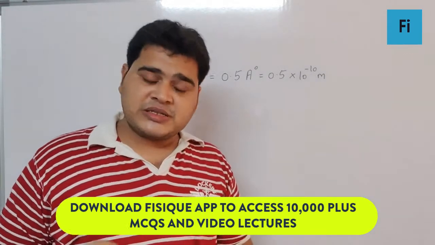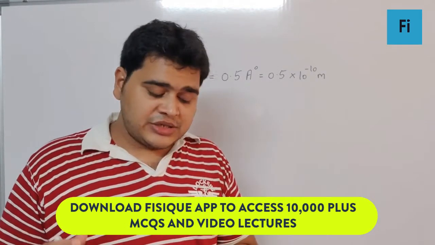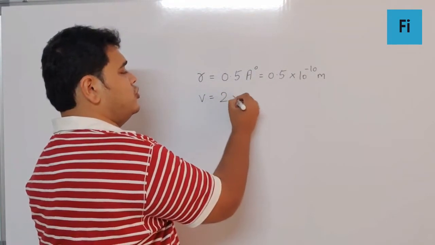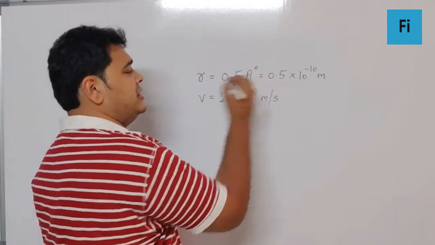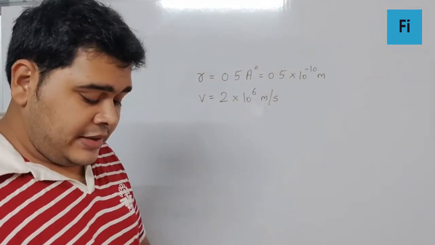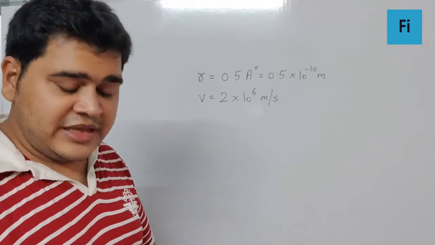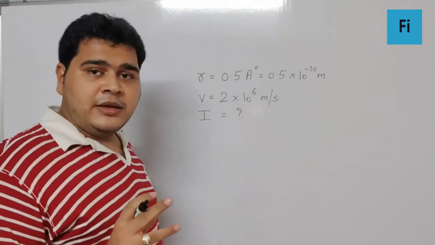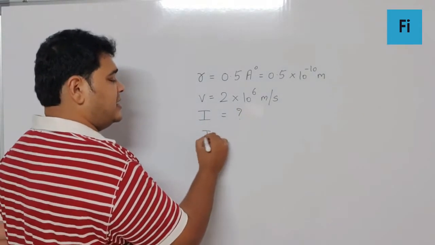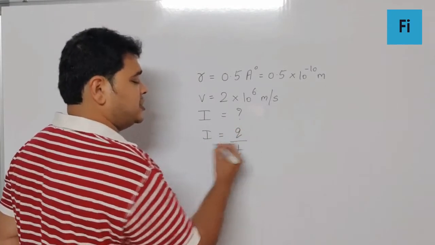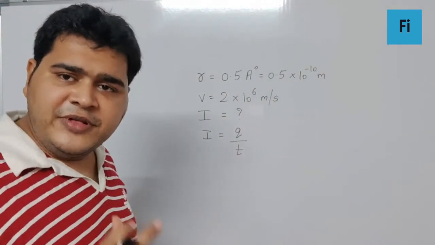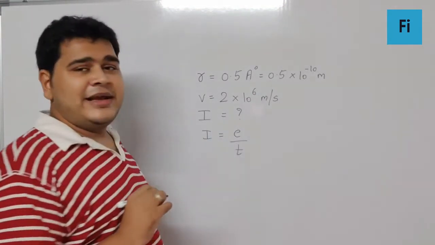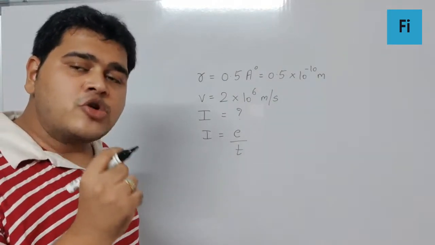Now further the question says, if the speed of the electron is 2 into 10 raised to 6 meter per second, they want us to find the equivalent current. So basically they want us to find the current value, I. Practically we already know that I is the rate of flow of charge per unit time. That is the standard definition of current. And here the charge is definitely going to be that of an electron, because it is the single electron which is revolving in that orbit.